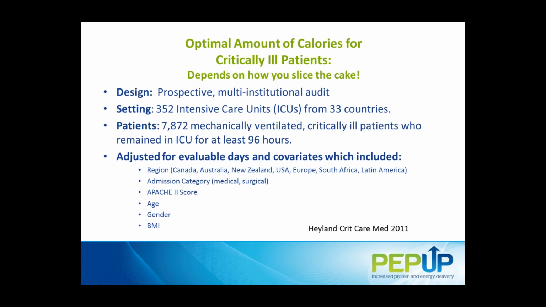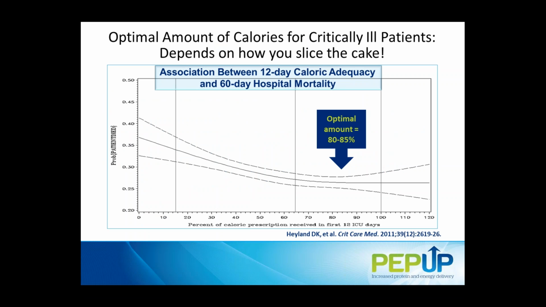So we used this study by Dr. Heyland to help us determine what a realistic feeding goal should look like. This was a prospective multi-institutional audit that included 352 ICUs from 33 countries, almost 8,000 mechanically ventilated patients who remained in the ICU for at least 96 hours, and then the data was adjusted for all those fabulous evaluable days and covariates. And the outcome was a 60-day mortality benefit when the patients received about 80 to 85% of their goal protein and calories in the first 12 days of their ICU admission.